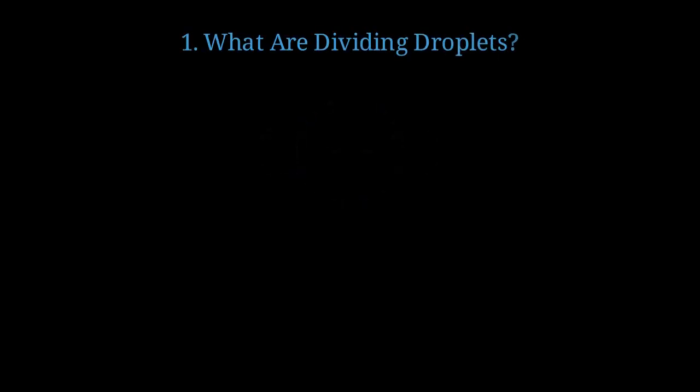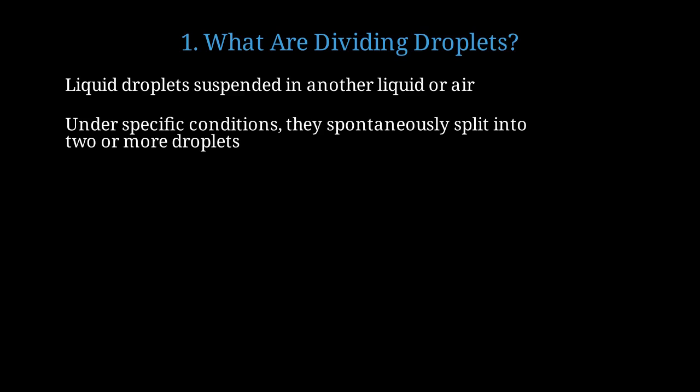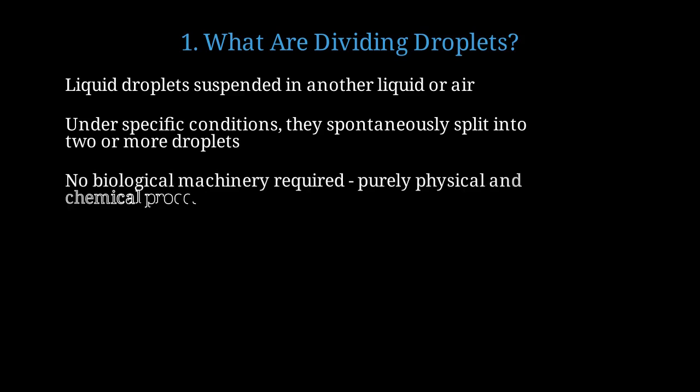Let's begin by understanding what these dividing droplets actually are. These are liquid droplets, suspended in another liquid medium or in air, forming what scientists call an emulsion. Under specific physical or chemical conditions, these droplets can spontaneously split into two or more smaller droplets. Remarkably, this division requires no biological machinery whatsoever. It's driven purely by physical and chemical processes.